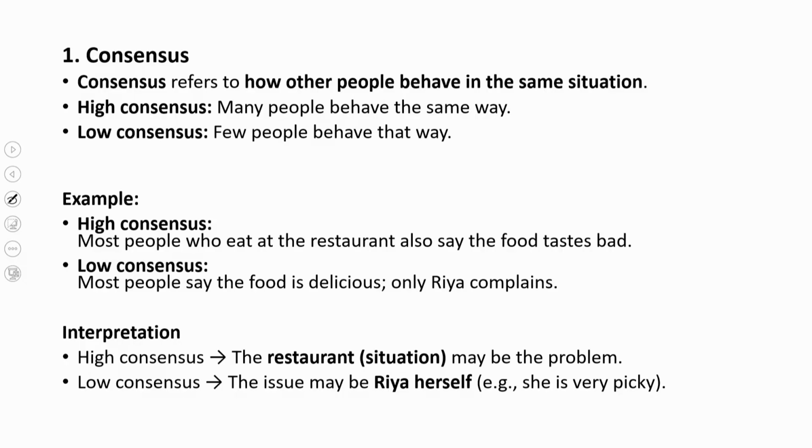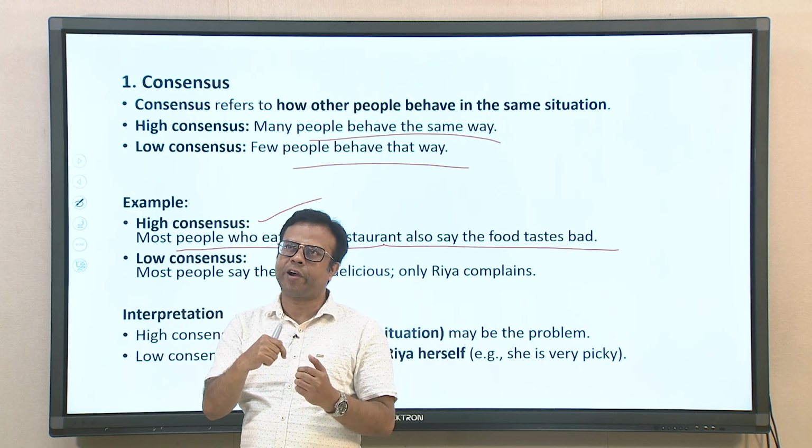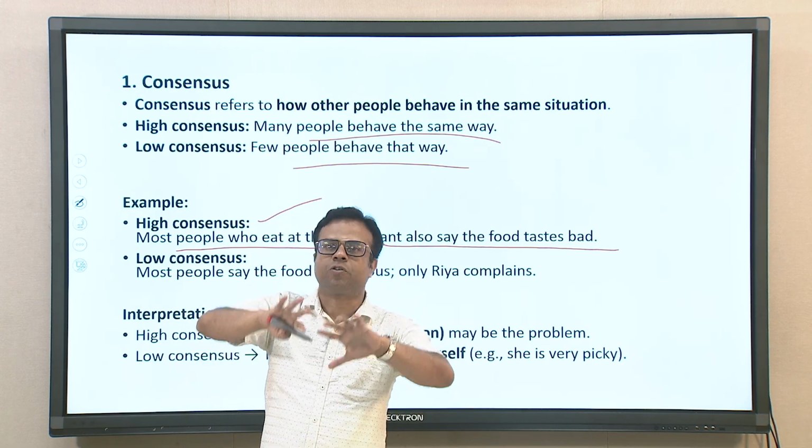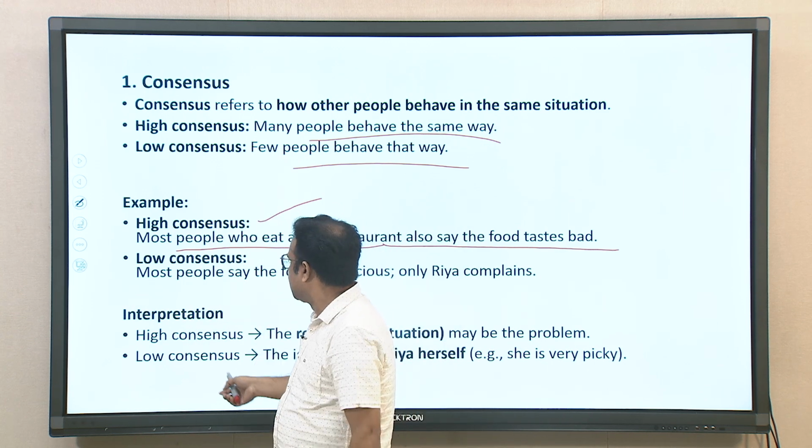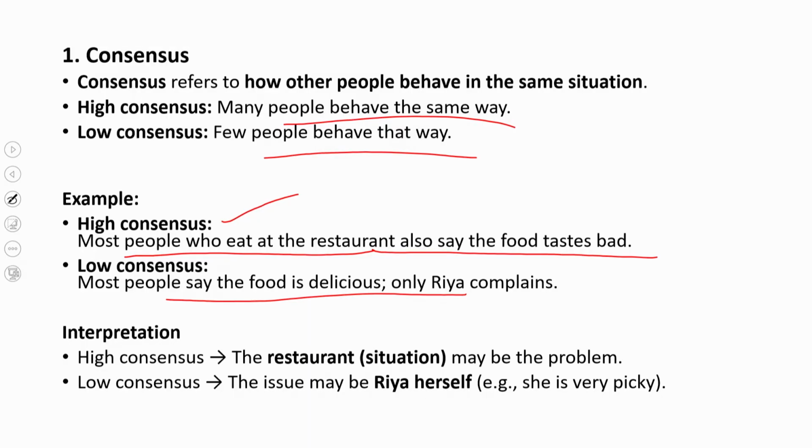The consensus, as we said, is how people behave in the same situation, not just the same person, but other people. High consensus means many people also behave the same way, just like this person. Low consensus means very few people do, this person is uniquely behaving. For example, high consensus: most people who eat at the restaurant also say the food tastes bad. Let us say person X says the food is bad, but then you find out other people are also saying the food is bad. So, that means consensus is high. Low consensus means most people say the food is good, only this person, let us say Ria, complains.